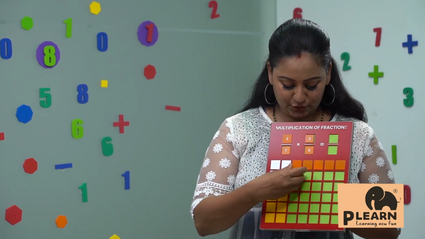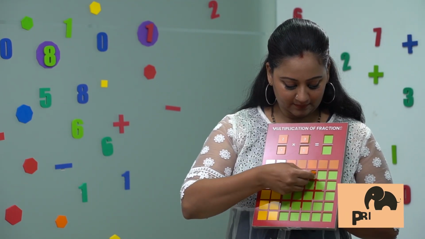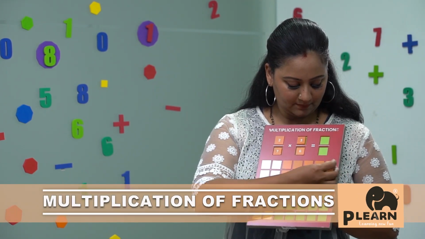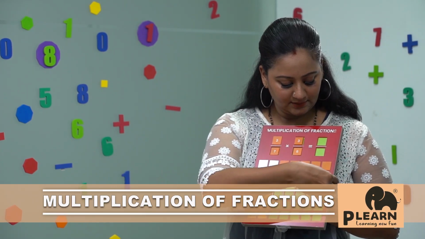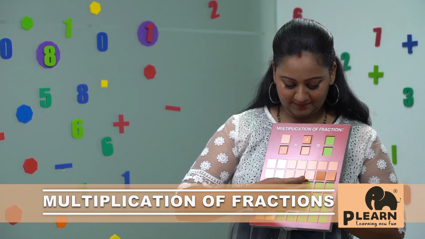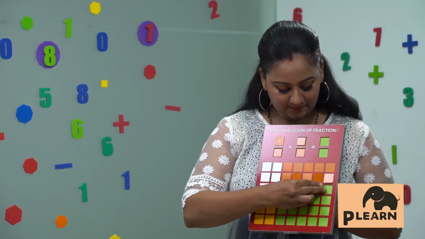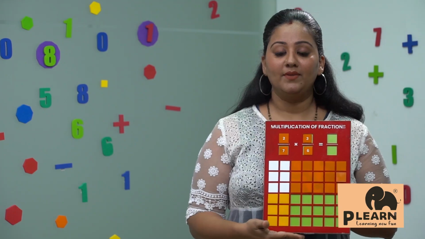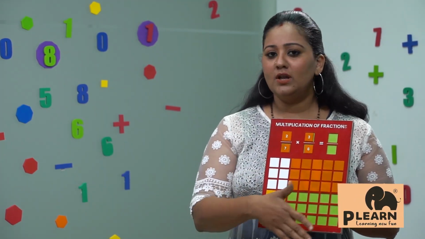So I have filled the first row. Let's do the second. The second row is done. Now let's do the third. The third row is also done. So now we have filled 3 rows out of the 6 rows. So now this is done.